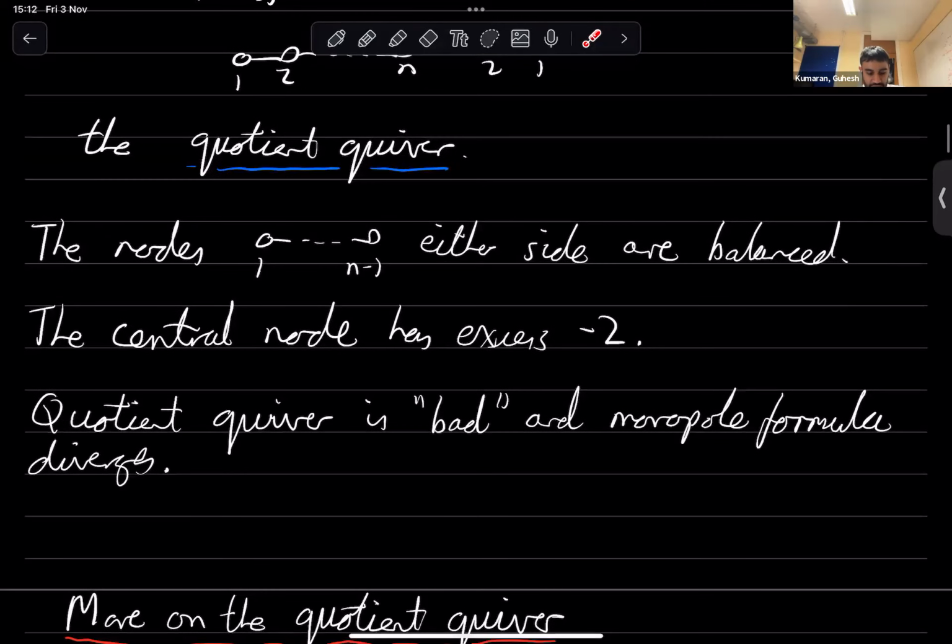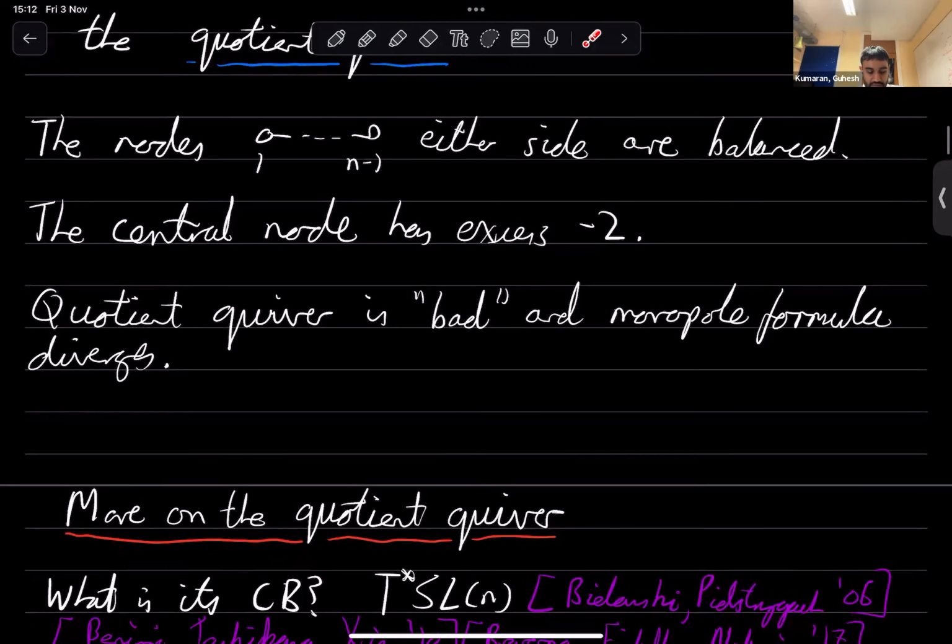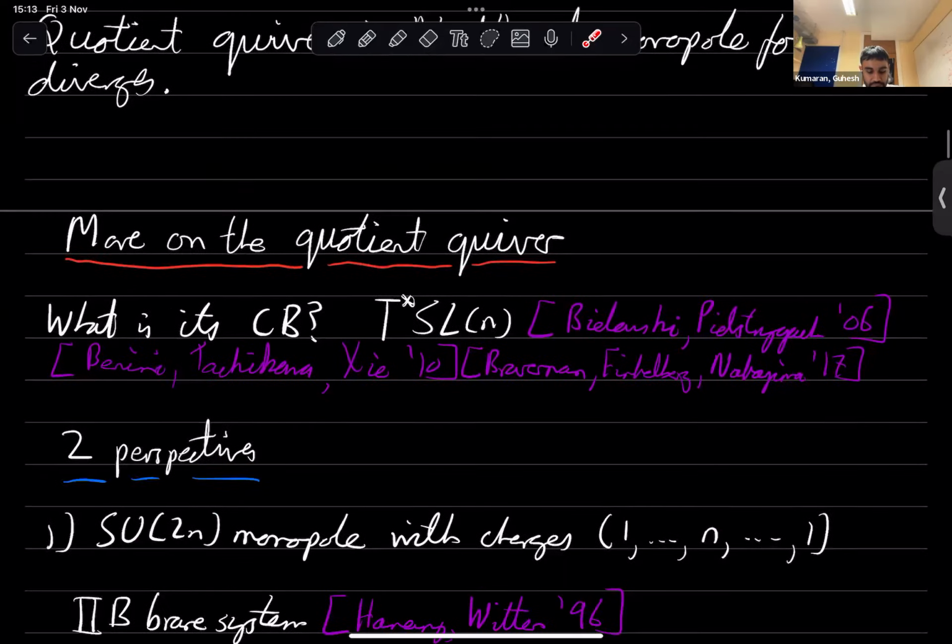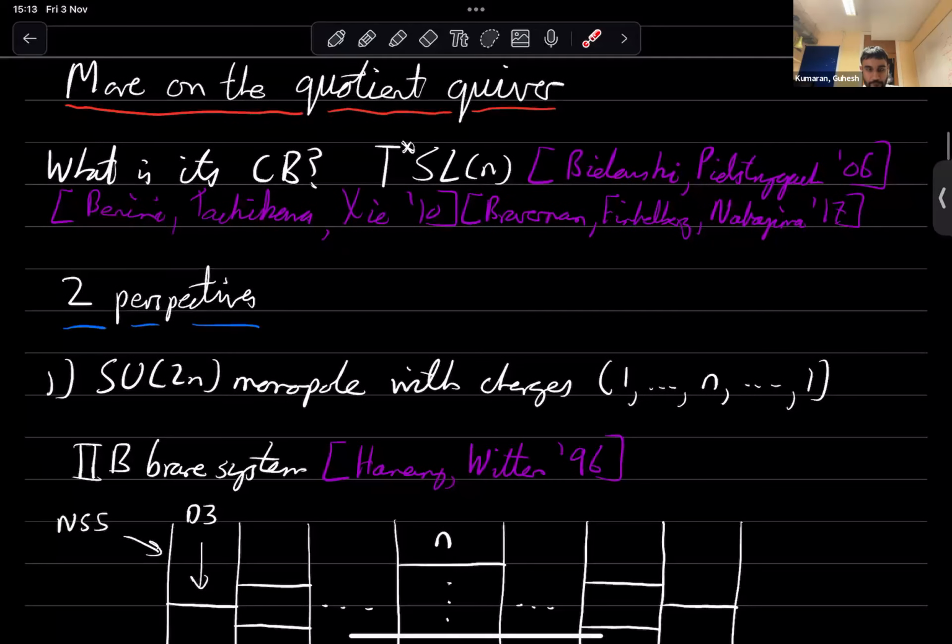So let me say a few more words about this quotient quiver. I'll wait for this thing to scroll down. Okay. So what is it? Sorry. What is its Coulomb branch?